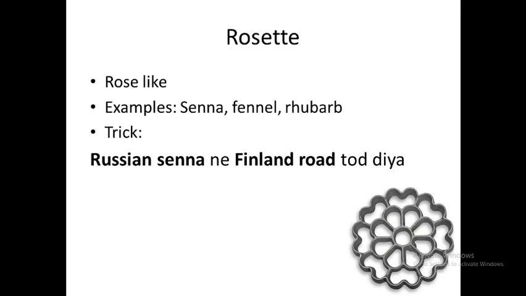So the trick for this rosette-shaped calcium oxalate crystal is: Russian सेना ने फिनलैंड रोड तोड़ दिया. Here the capital R indicates the rosette, सेना indicates the senna plant, Finland, the letter F, indicates fennel, and in the word road, the letter R indicates rhubarb. So Russian सेना ने Finland road तोड़ दिया. This is the correct trick to remember the rosette-shaped calcium oxalate crystals.